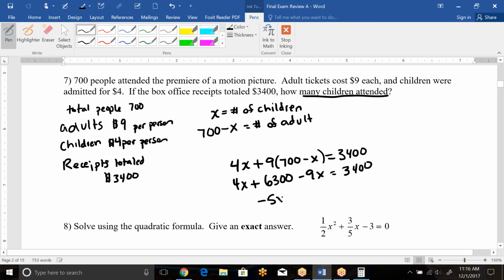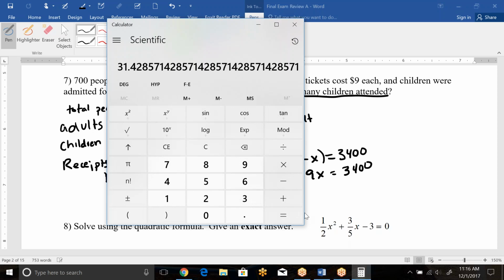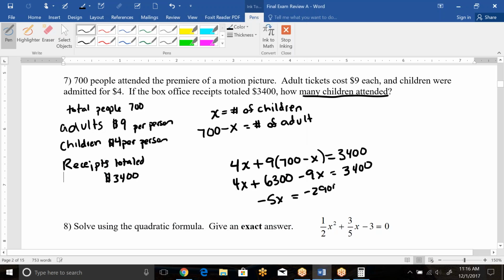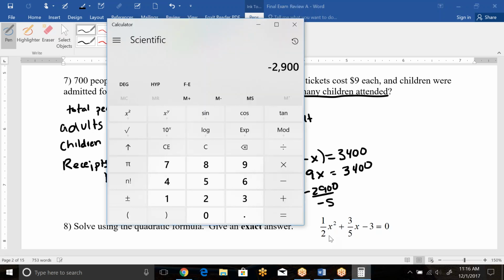Combine like terms, and then we'll want to subtract that 6,300 over, and it's going to be negative, but so is my x, so that's going to be okay. It's negative 2,900, and we would divide by negative 5. And since we let x be children, we will be done because they only specifically asked about the children. So 580.